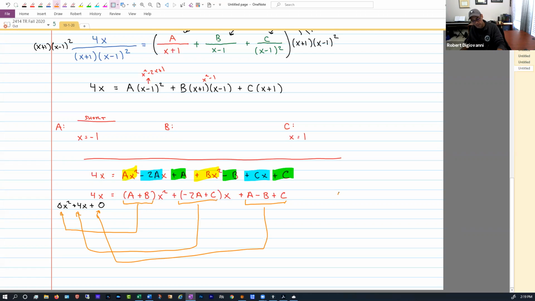I'm going to write that down. A plus B has to be equal to 0. The next one says negative 2A plus C has to be equal to 4. And the last one says A minus B plus C has to be equal to 0.